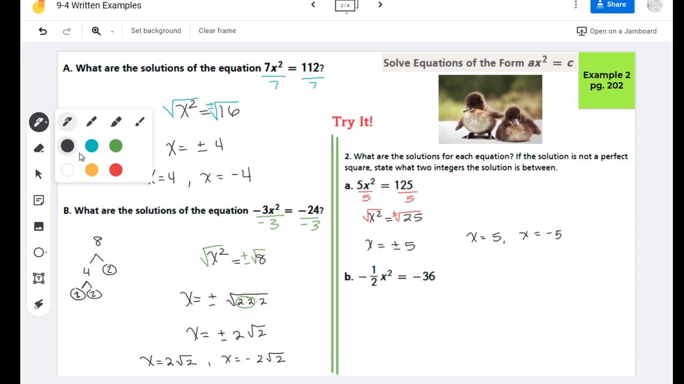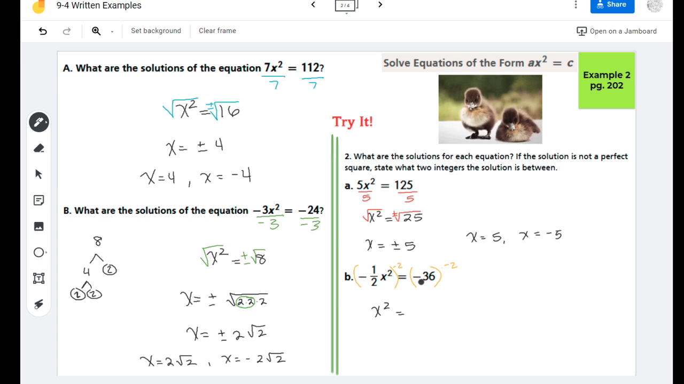Now one more time. On this one, it's a little freaky because it's a fraction. Don't panic though. Remember, to undo a fraction being multiplied, you can multiply by the reciprocal. So what I'm doing is multiplying both sides by negative 2. And negative 2 times negative 1/2 is just 1. So it'll cancel out that negative 1/2. So I get x squared equals negative 36 times negative 2 is a positive 72.